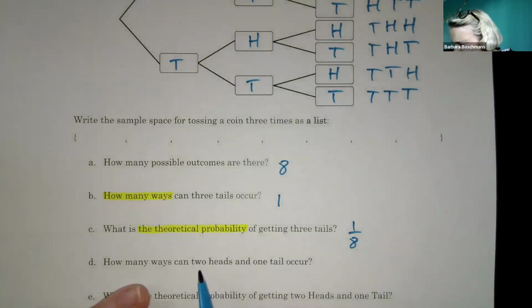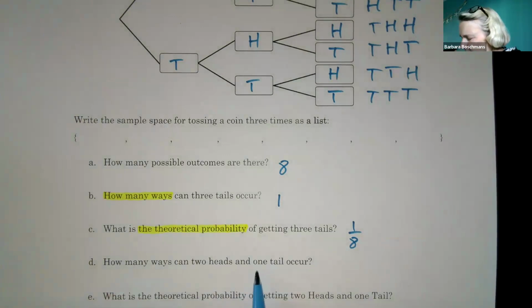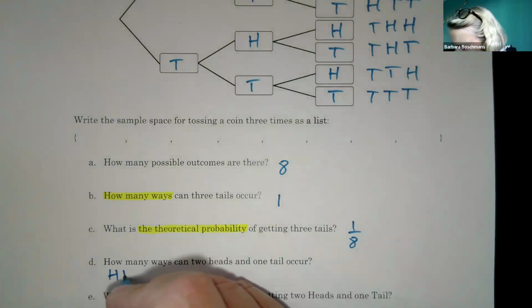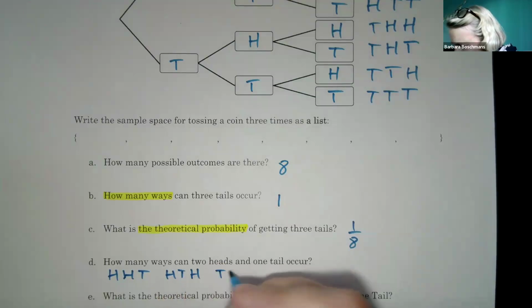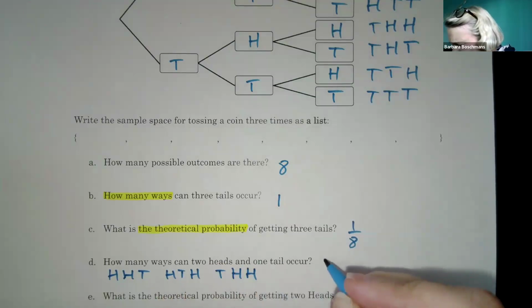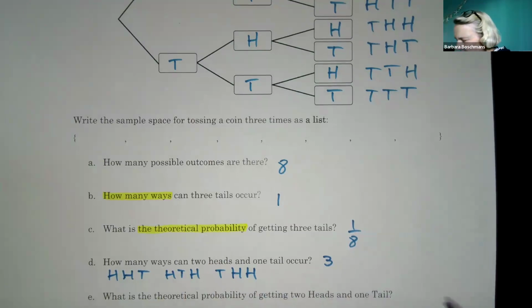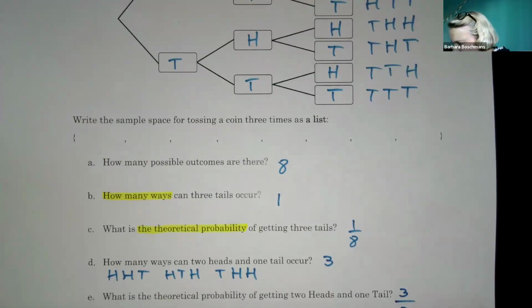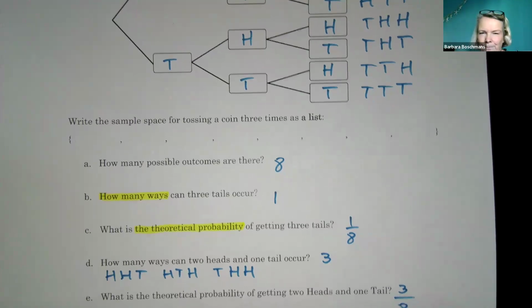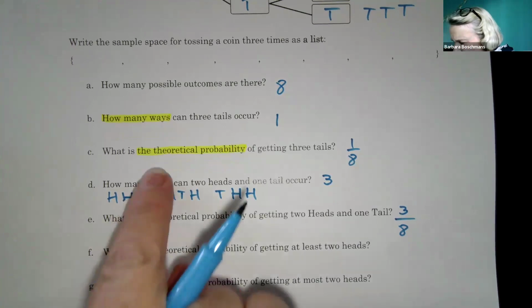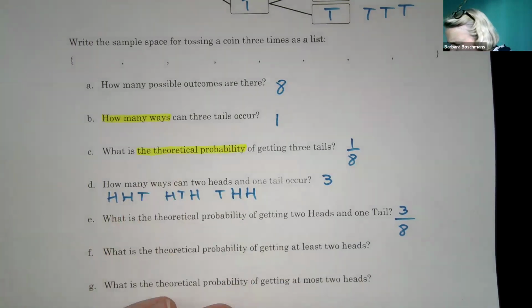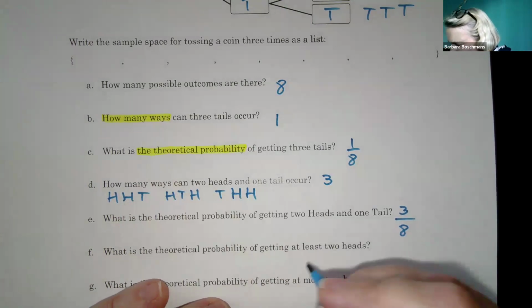In how many ways can you have 2 heads and 1 tail? So 2 heads was heads, heads, tails, or heads, tails, heads, or tails, heads, heads. There are 3 ways. The theoretical probability is going to be 3 out of 8 then. Again, it's asking for the how many ways and then the theoretical probability. What's the theoretical probability of getting at least 2 heads?